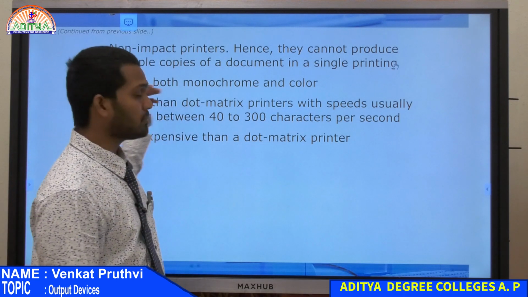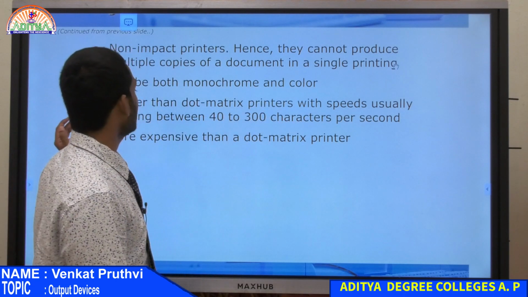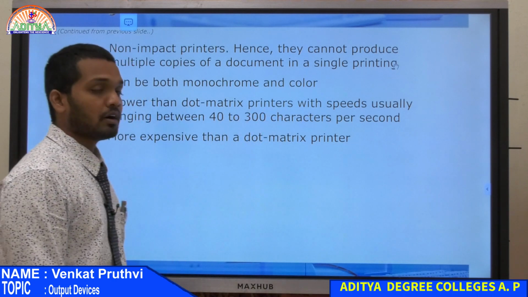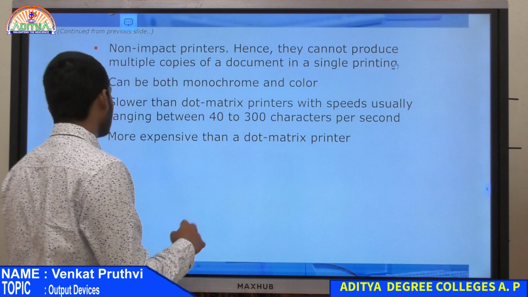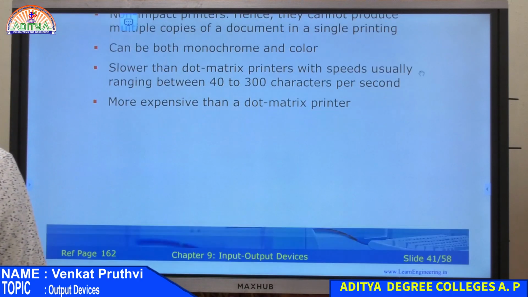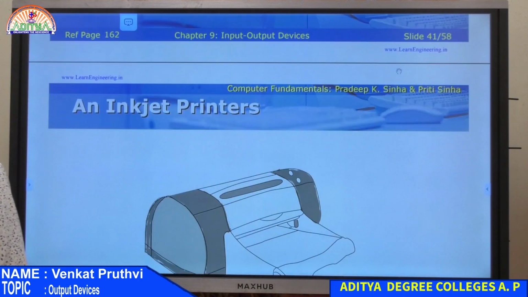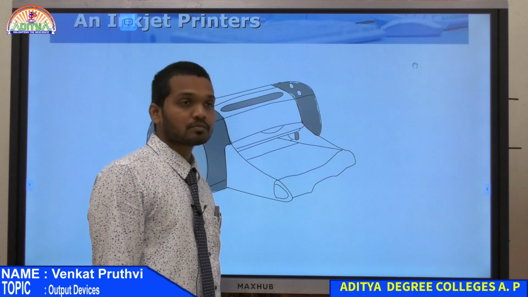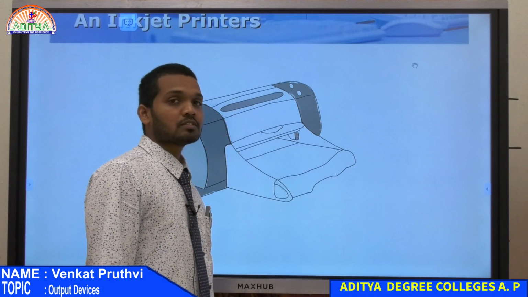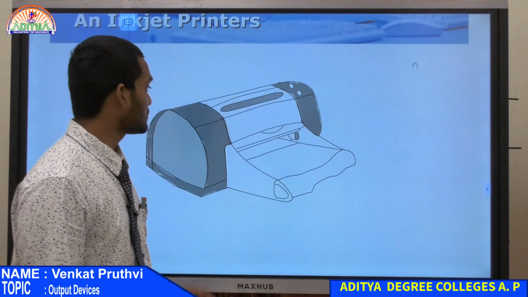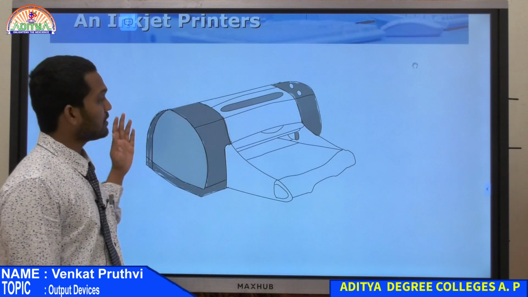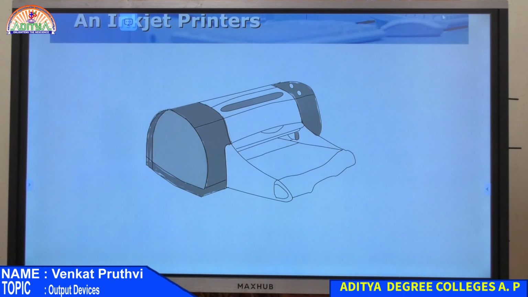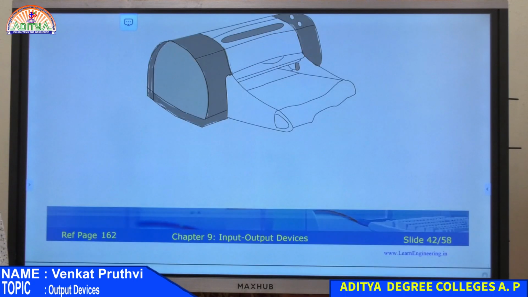Next, they are slower than dot matrix printers, with speeds usually ranging between 40 to 300 characters per second. They are more expensive than a dot matrix printer. And an inkjet printer generally looks like this. We must all have visited the Xerox shops or the printer shops, so over there you definitely saw an inkjet printer, and it looks generally like this. We all know how an inkjet printer looks.